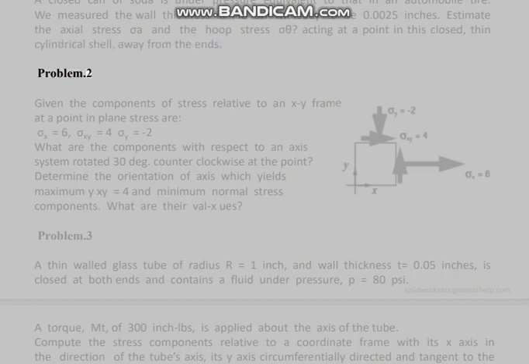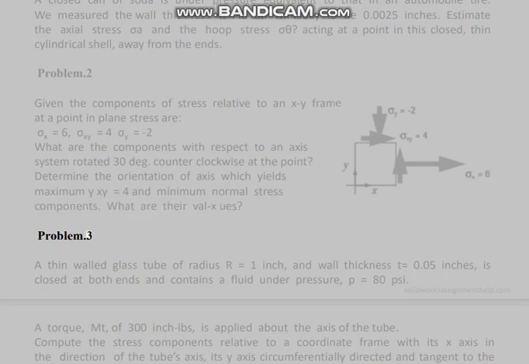Problem point 2. Given the components of stress relative to an XY frame at a point in plane stress: sigma x equals 6, sigma xy equals 4, sigma y equals -2. What are the components with respect to an axis system rotated 30 degrees counterclockwise at the point? Determine the orientation of axis which yields maximum and minimum normal stress components. What are their values?